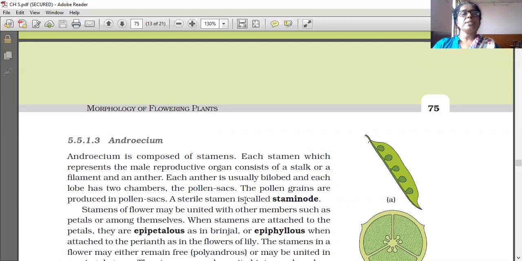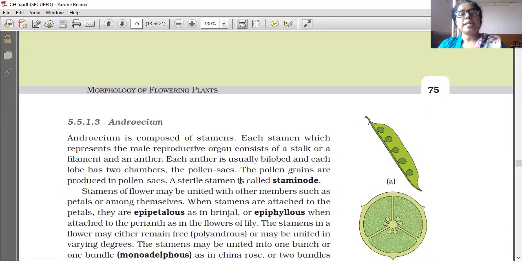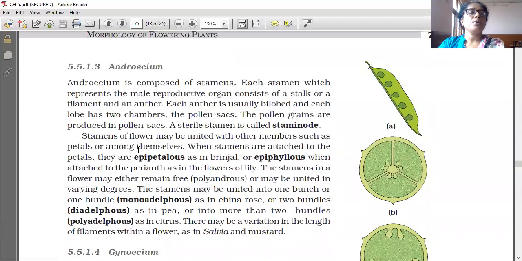So androecium is composed of stamens. Each stamen, which represents the male reproductive organ, consists of a stalk or a filament and an anther. Each anther is usually bilobed and each lobe has two chambers. Bilobed means two lobes are there and each lobe has two chambers, so 4 will appear. The pollen grains are produced in pollen sacs. A sterile stamen is called a staminode.